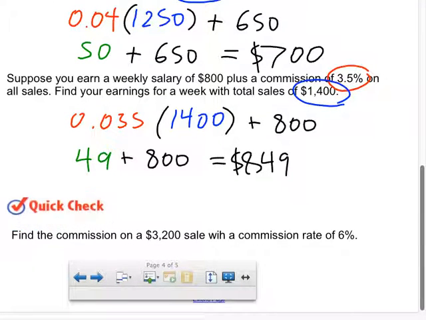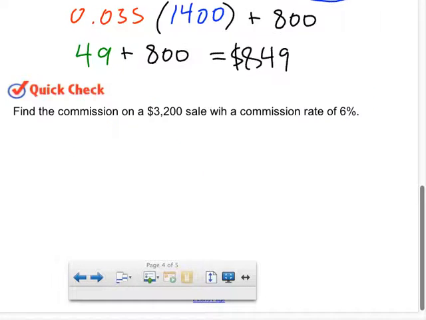Almost done. Home stretch. Now look at this. This is different. You see how you have to be careful? This isn't a two-step problem. They just wanted the commission. Do you understand? It's kind of like the other one where we just found the tip, right? Okay, so we're just finding the commission now.